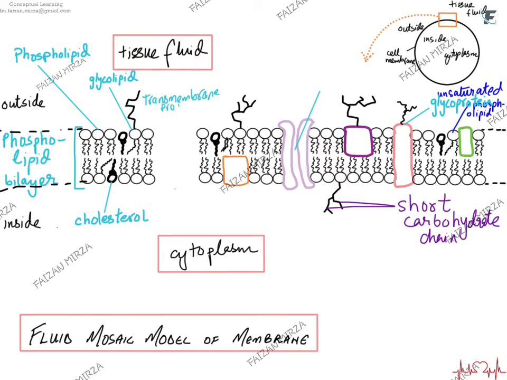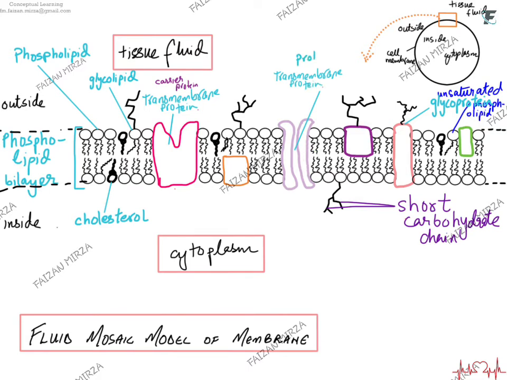Here I'm drawing a transmembrane protein. What do you mean by a transmembrane protein? A transmembrane protein is one which spans the whole width of the bilayer, the entire bilayer. It is crossing the whole bilayer, both the monolayers. So this is a transmembrane protein. This transmembrane protein is a carrier protein, whereas this transmembrane protein is a channel protein.